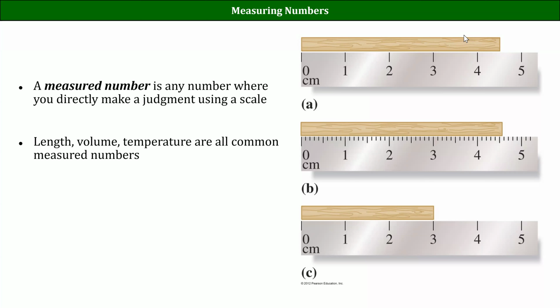So a measured number is anything where if you added more decimal points to it, it would get more exact. So basically a measured number is always approximate. There is no such thing as an exact measured number, because there's always some level of judgment or some level of rounding or approximation that's going on.